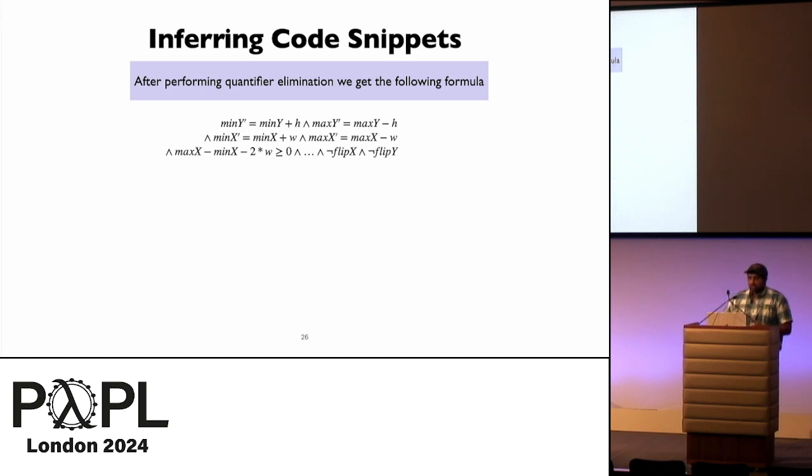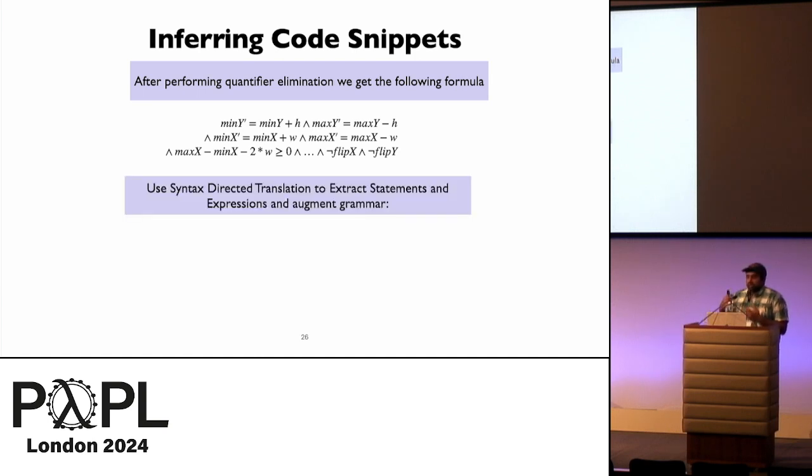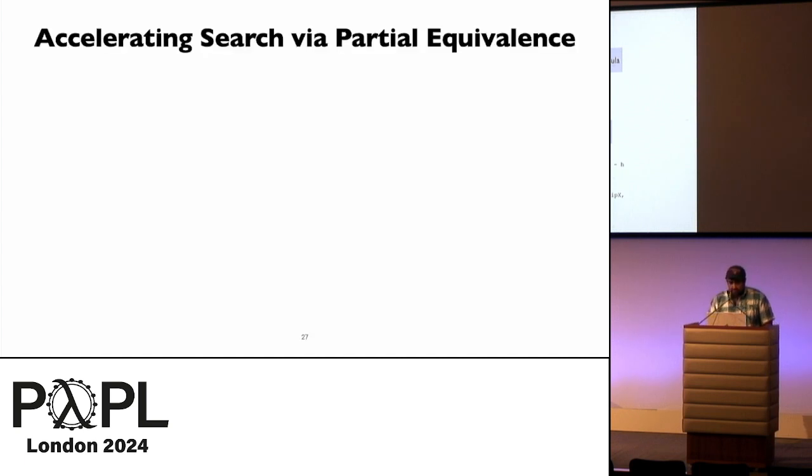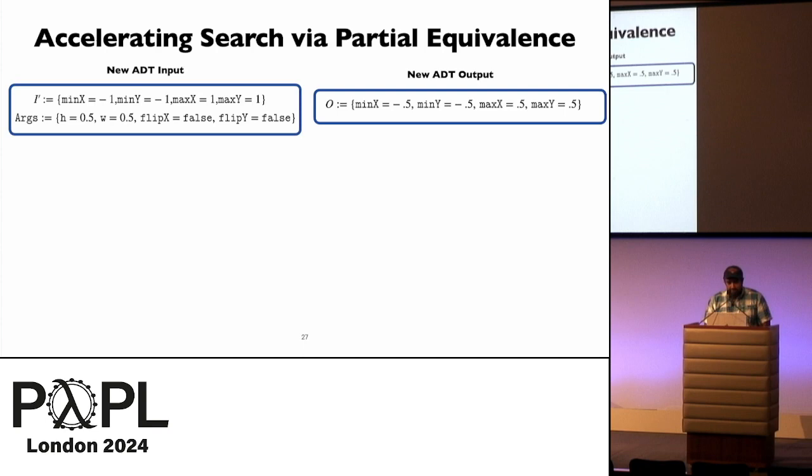So we get a formula like the following, and note that it's actually very similar to the actual new implementation. And so given this formula, we use syntax-directed translation along with static analysis to augment the grammar with useful code snippets. So we'll mine statements like the following, as well as some expressions. And then finally, I'll talk about the last key idea, which is accelerating the search via partial equivalence.